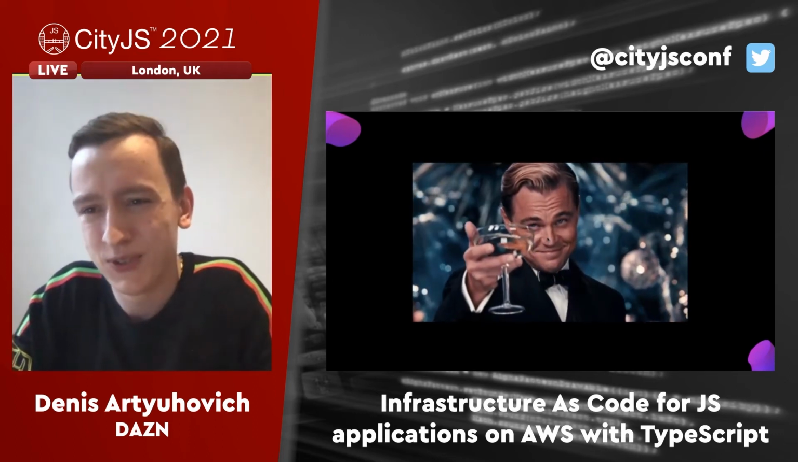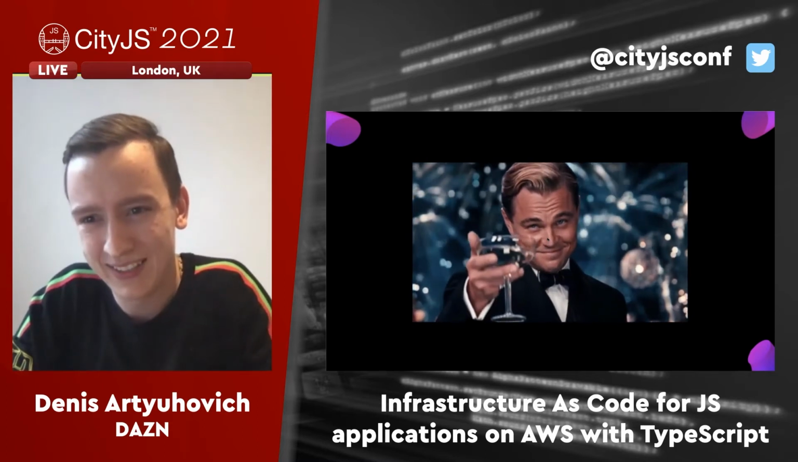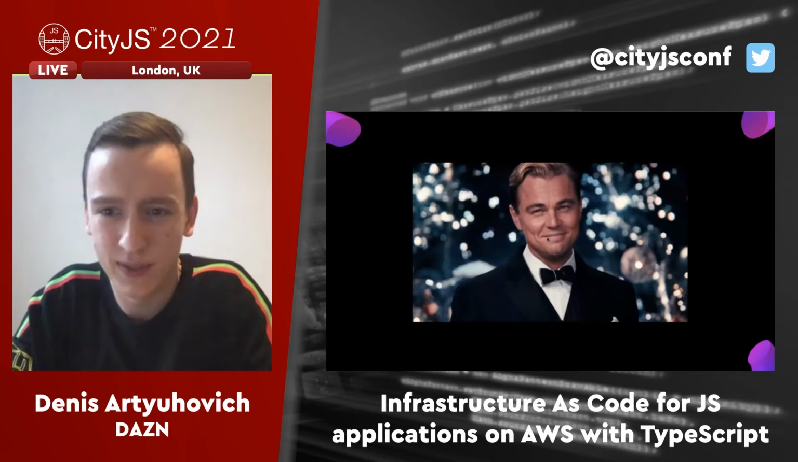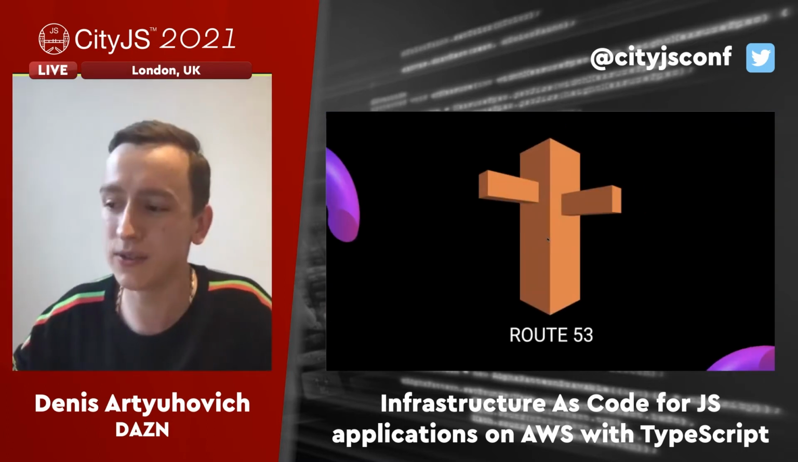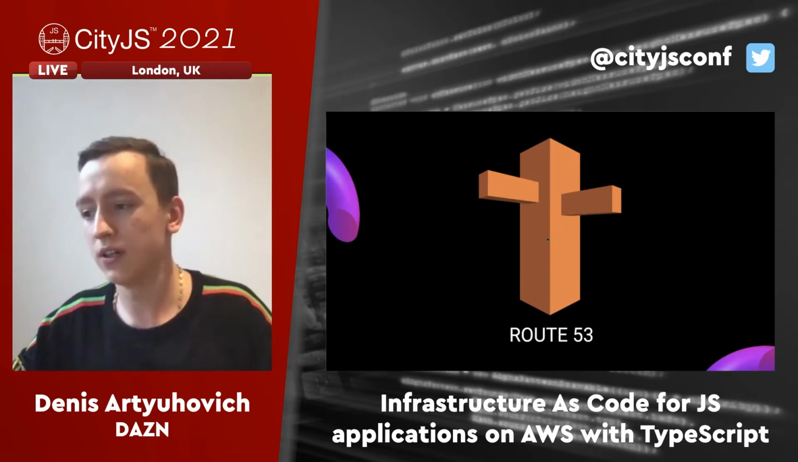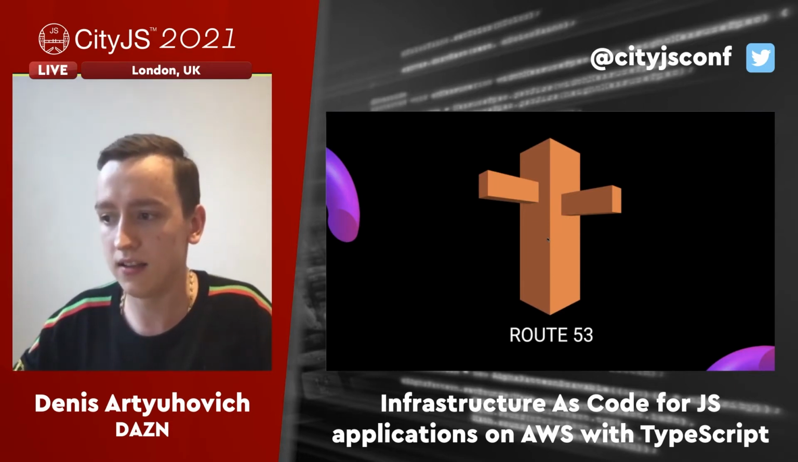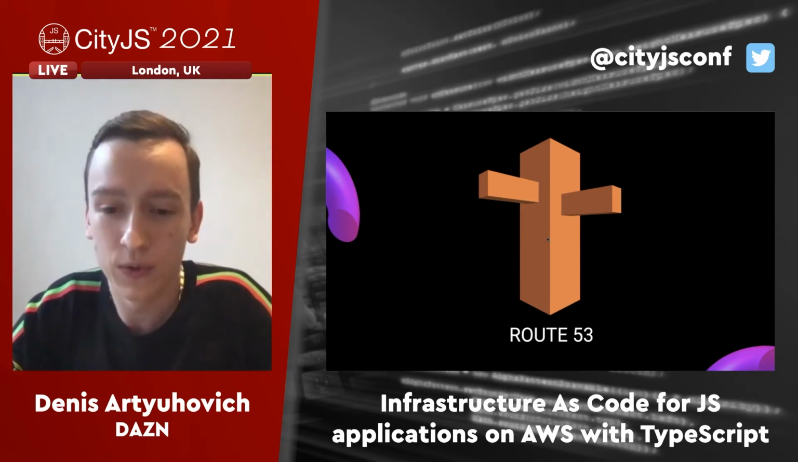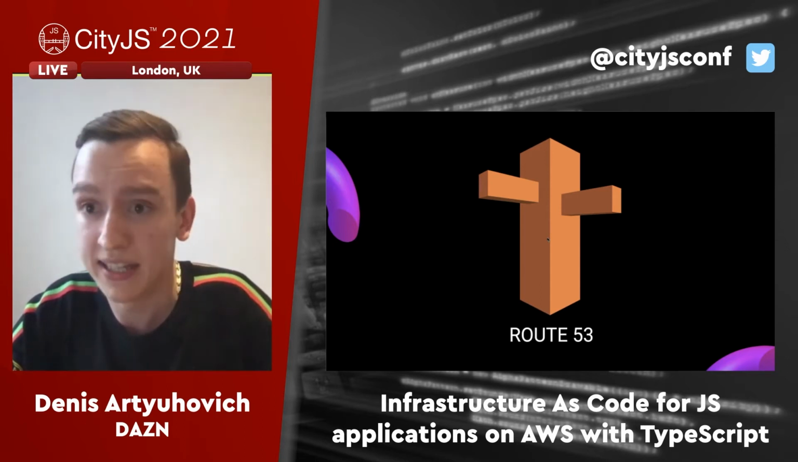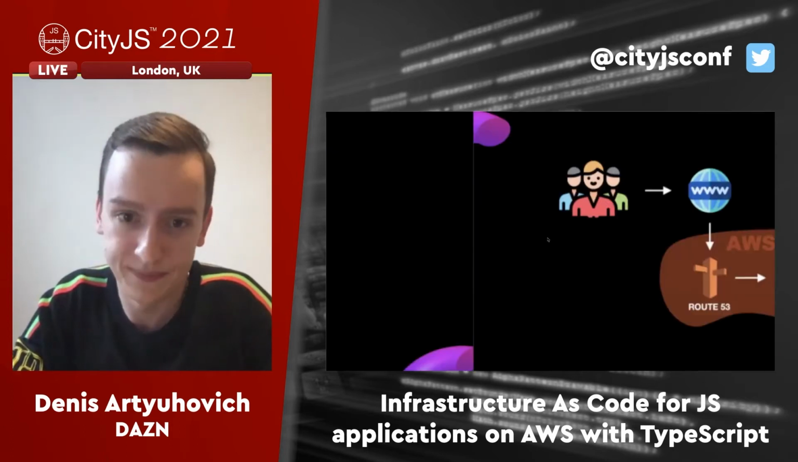But for production, we at least need to connect it with a domain anyhow, right? So for this reason, we're going to use Route 53. Route 53 will allow us to manage our DNS. And let's jump into the configuration for it.